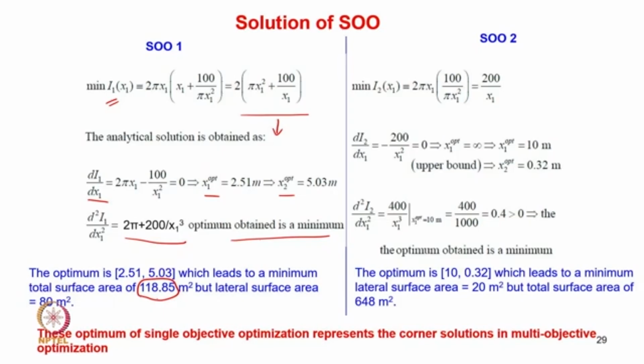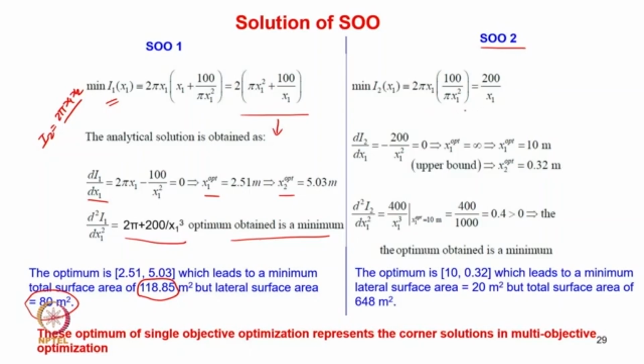118.85. Whereas if I put the same optimum solution in the lateral surface area, defined as what? It is defined as 2 pi x1 x2, isn't it? That is, I2 is defined as 2 pi x1 x2. If I put x1 and x2 in this, I can calculate the lateral surface area equals 18 meters square. Now let us solve the second single objective optimization.